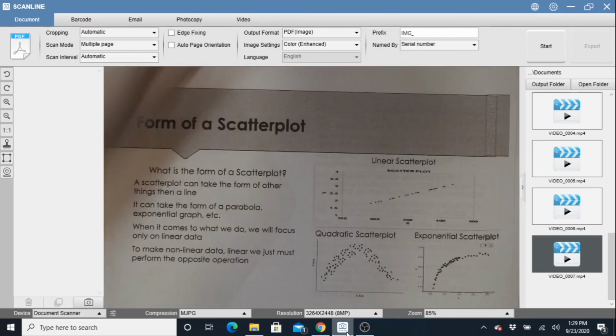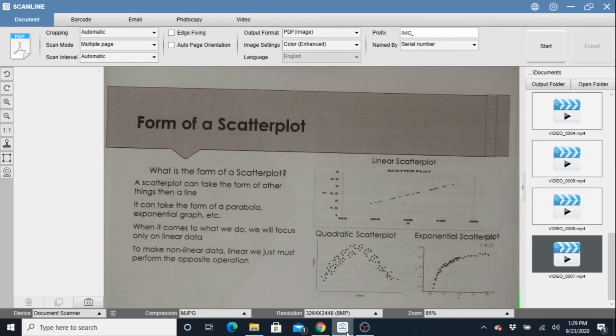Next thing we're going to talk about is the form of a scatterplot. A scatterplot can take the form of other things. Now, for my class, we just pretty much look at linears, but it can take other types of forms. Like this one's a quadratic scatterplot, which in this case is an upside down U, but it's basically a U shape. And this one could be an exponential scatterplot.